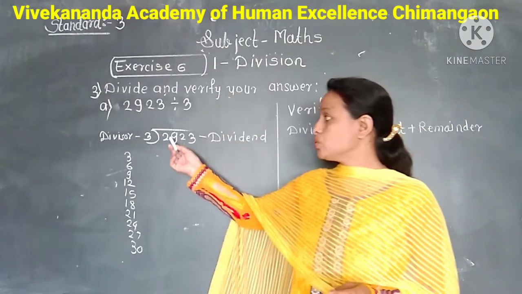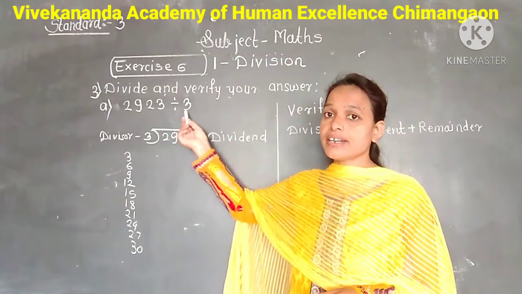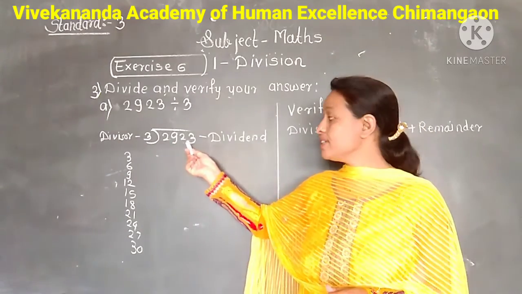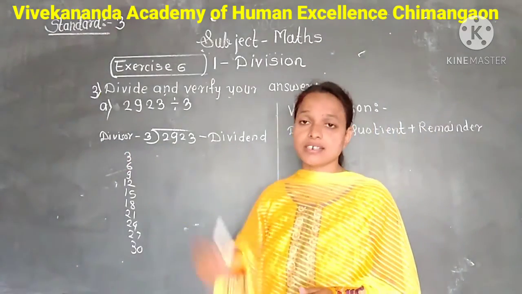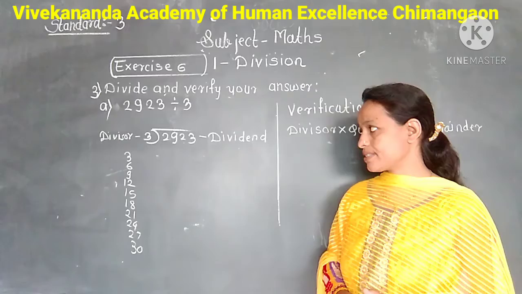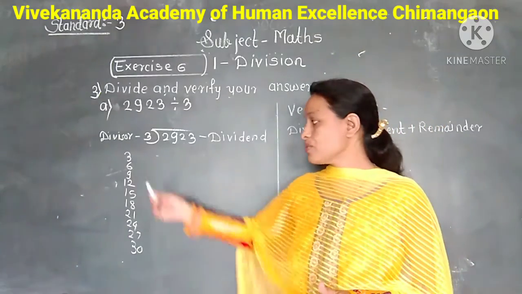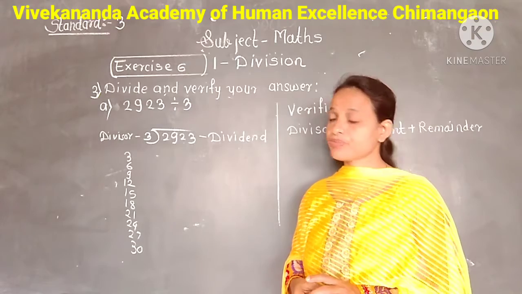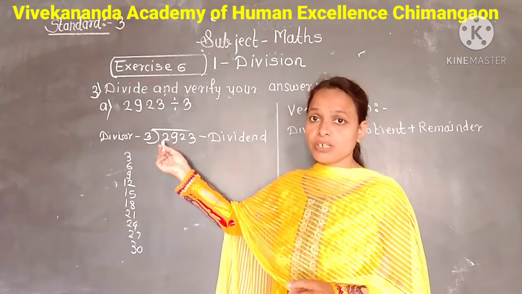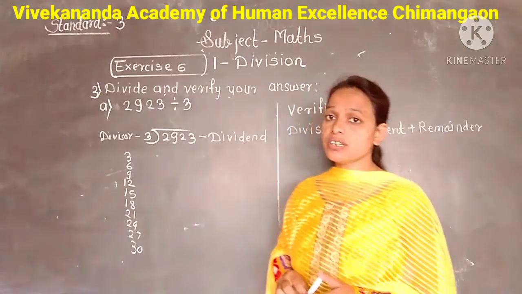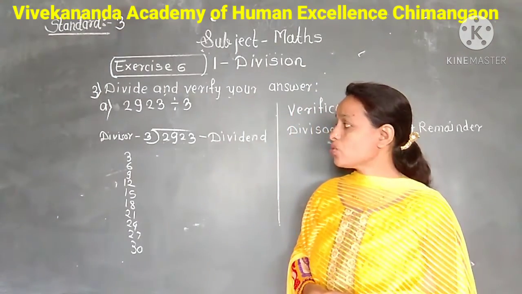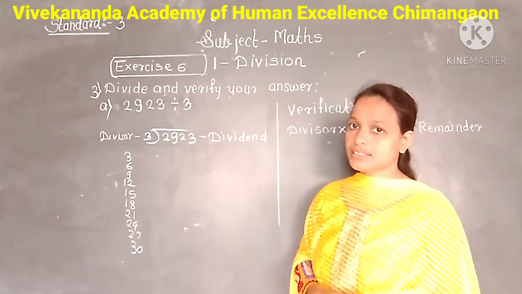So see here, 2923 divided by 3. Now in this example, 2923 is a dividend and 3 is a divisor. First we write dividend and divisor in the correct places. Now divisor is 3. So here we write table of 3. Now we start from 1000 place. But here digit at 1000 place is 2, which is less than divisor. So here we have to choose 1000 and 100 digit together. Means we have to divide here 29 by 3.